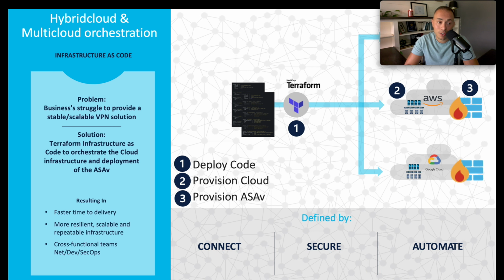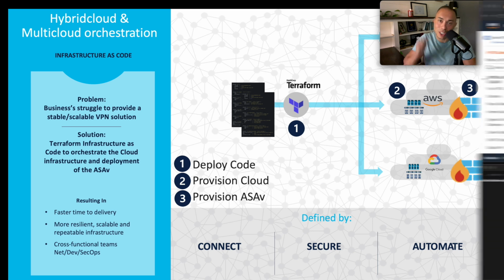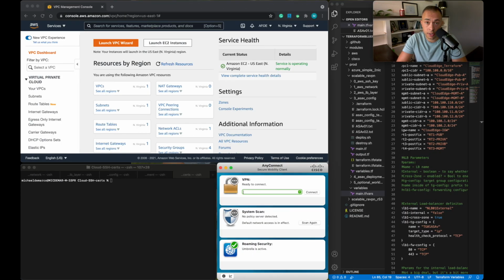And as a result, we will provide faster time to delivery for the public cloud and securing our public cloud, a more resilient, scalable, and repeatable infrastructure. And not to mention, we're going to enable cross-functional teamwork because it's all about teamwork. Let's go. It's actually a Cisco referenceable architecture.